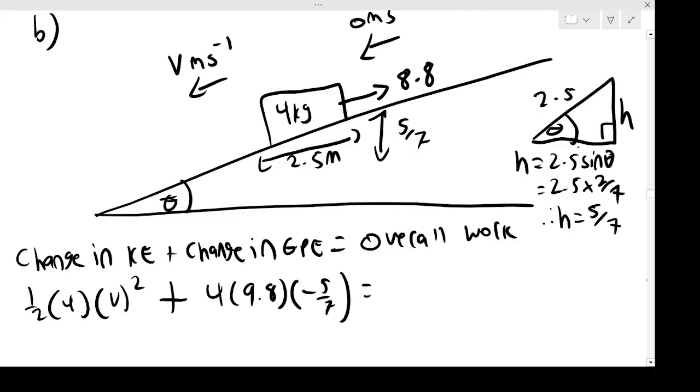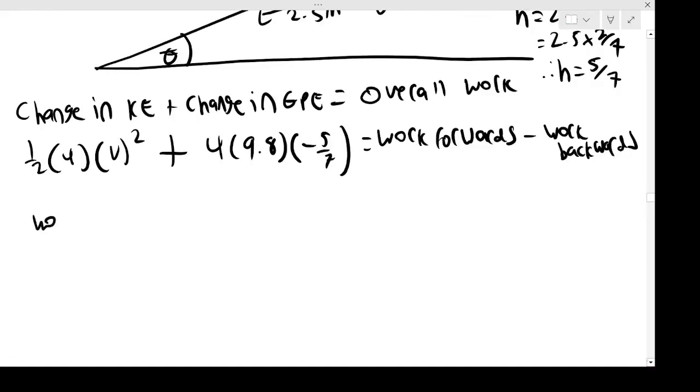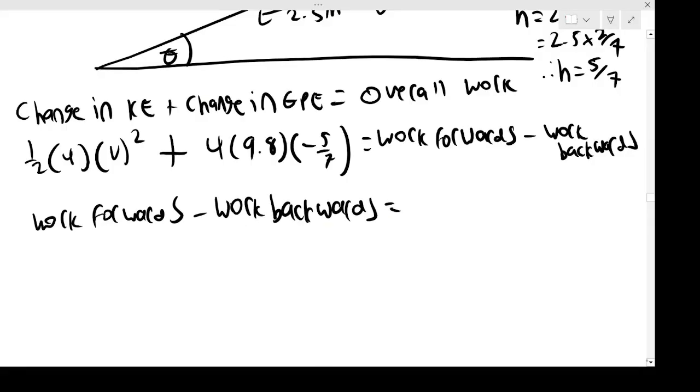And so that's overall work, which of course we can split as work forwards, take away work backwards. If we simplify this, that's going to be half times 4 is 2, so 2v squared. Then if we work out 4 times 9.8 times minus 5/7, we get minus 28.